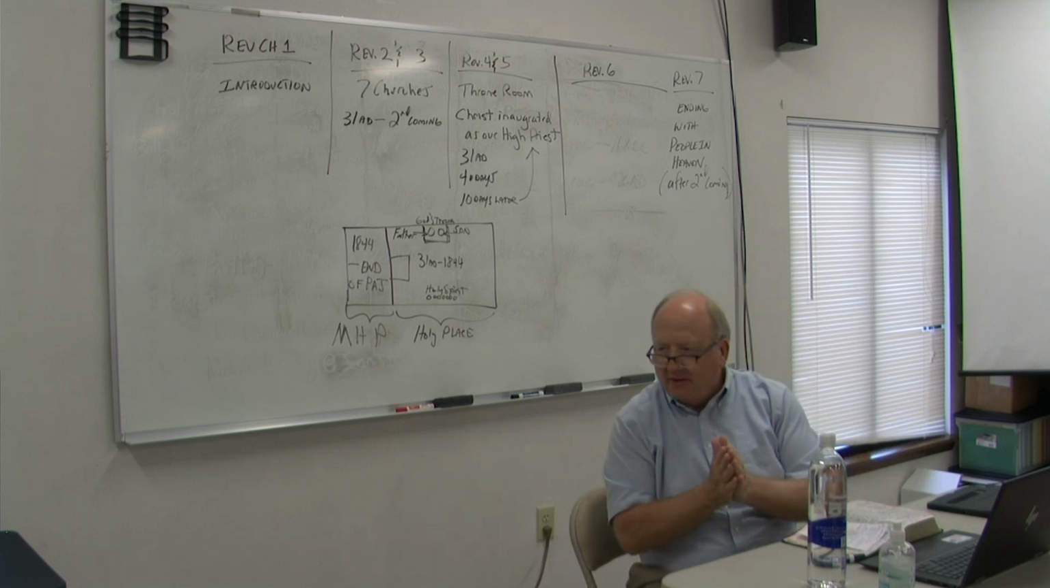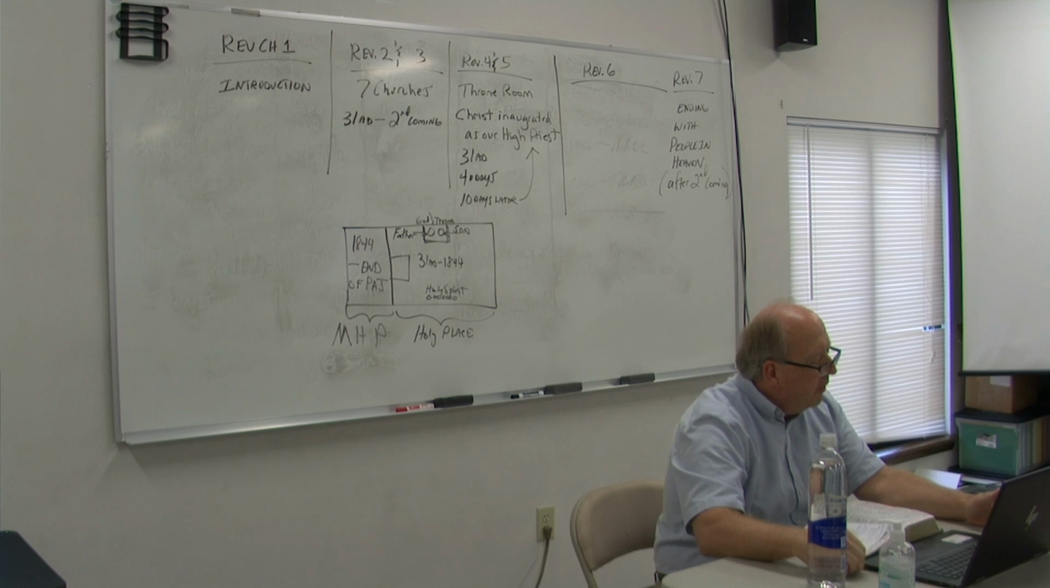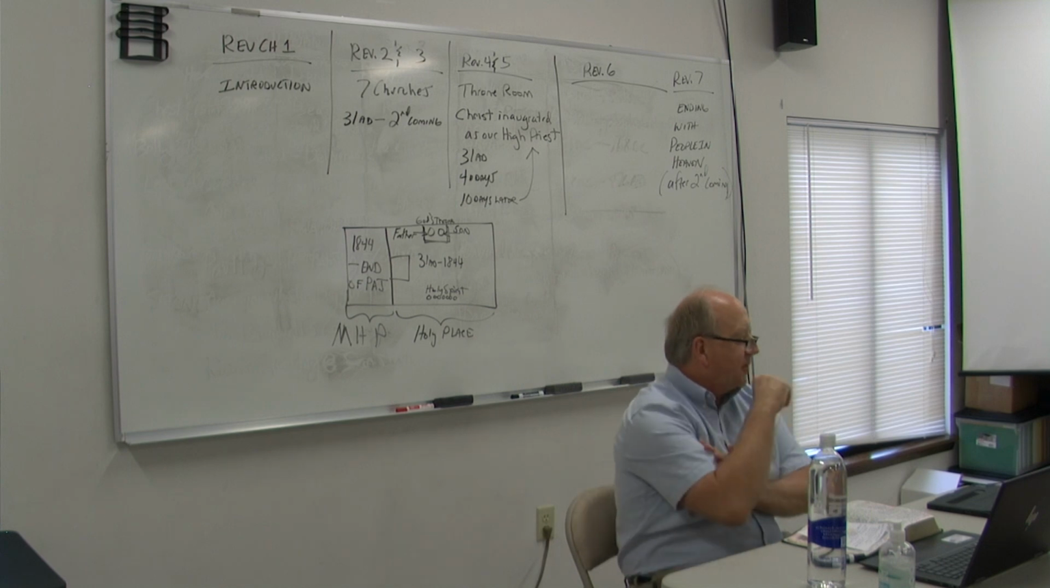Can I go down a rabbit trail? Is that okay? They're like rabbit trails. Okay, let's go down. Just how do we show there's other beings in other worlds from the Bible? Job, yeah. All right, let's go to Job. Job chapter 1. Well, let's read what it says there.